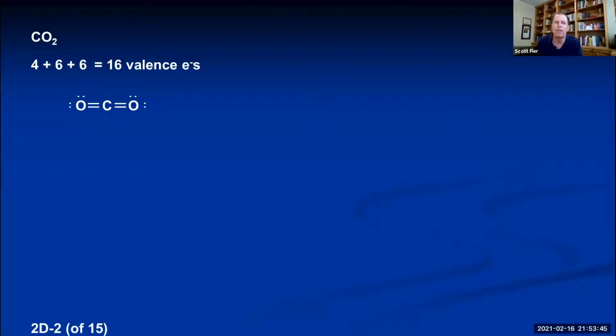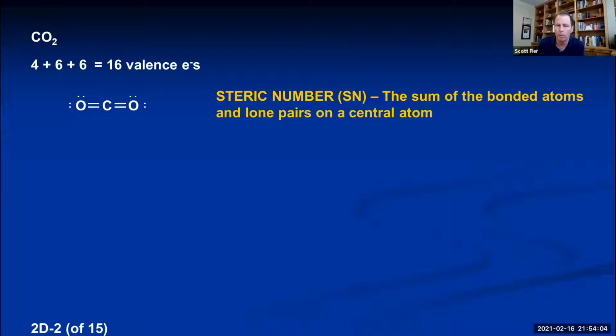If that happens, then that would be the predicted shape of the molecule from the valence shell electron pair repulsion theory. So we calculate something for the central atom called its steric number. It's how many atoms are bonded to it plus how many lone pairs it has. That number that you calculate is called steric number, and it's going to be abbreviated SN. It's the sum of the bonded atoms and lone pairs on a central atom.